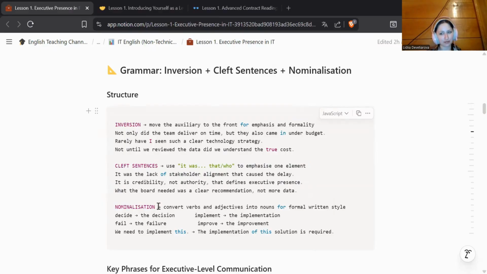And nominalization, to convert verbs and adjectives into nouns for formal written style. Decide turns into the decision. Fail turns into failure. Implement transforms into the implementation. Improve becomes the improvement. For example, we need to implement this. The implementation of this solution is required. It sounds more formal, 10 times more formal, right?